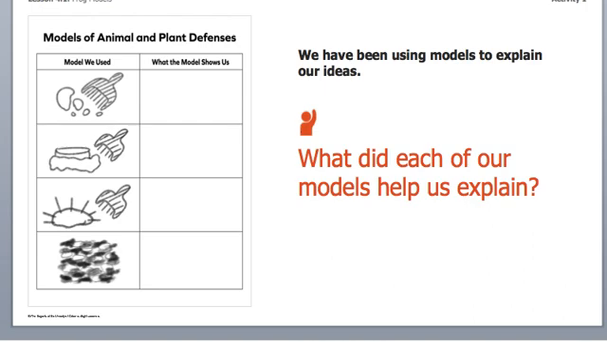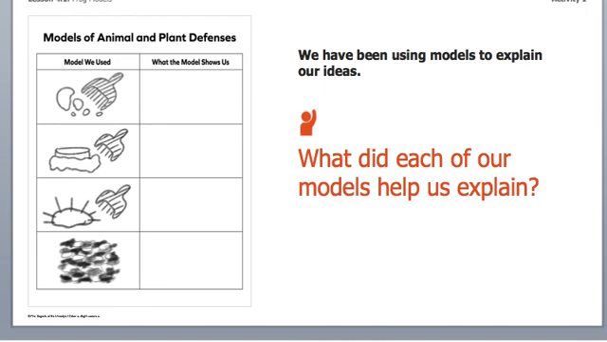So in our last few weeks, we were making models to explain our ideas. We made models of some spikes, shells, and spines. We made models of camouflage. So remember back to what we did. We were able to create a model using clay and a comb as the predator. And the model showed us what? Turn and tell someone next to you. Great. The model showed us that a predator could easily get its prey if it didn't have a defense.